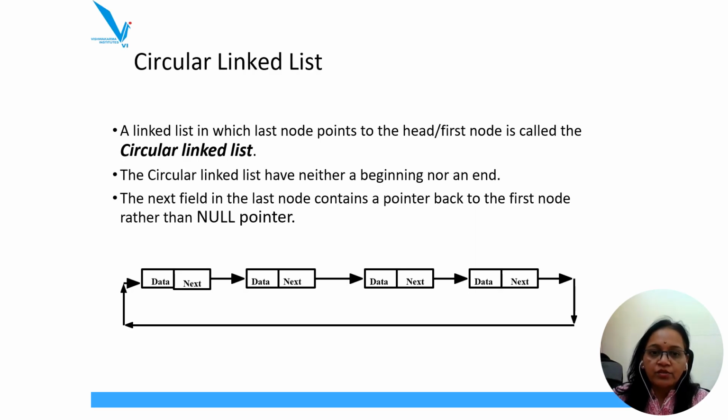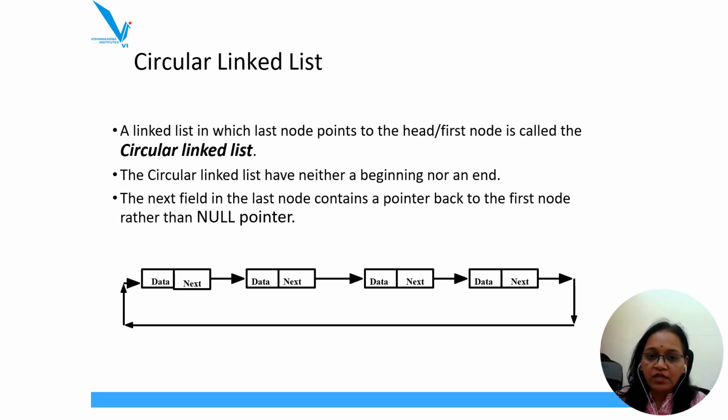Hello. In this session, we are going to focus on circular linked list. A linked list in which the last node points to the head or first node is called a circular linked list. The circular linked list has neither a beginning nor an end. The next field in the last node contains a pointer back to the first node rather than a null pointer.